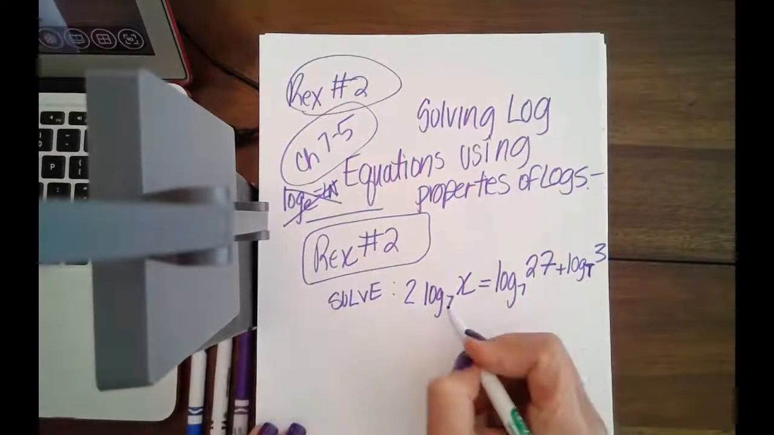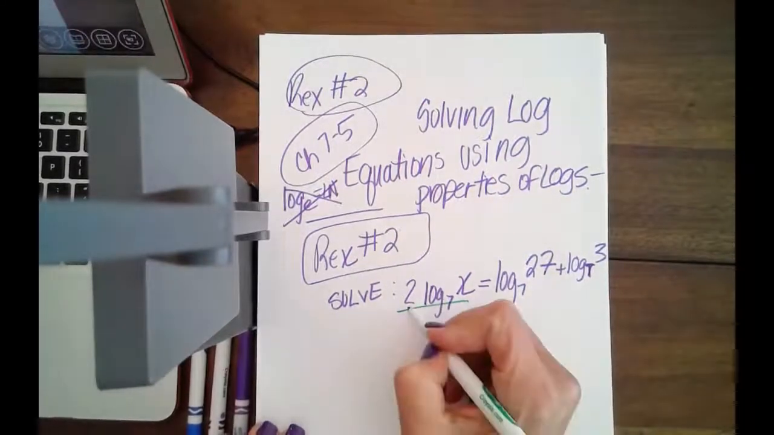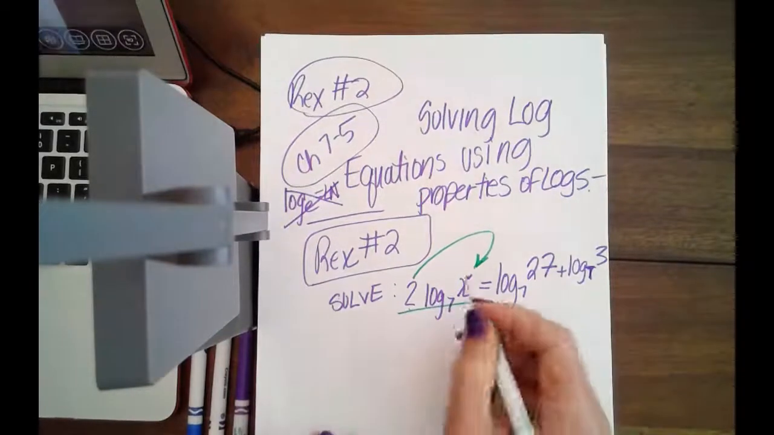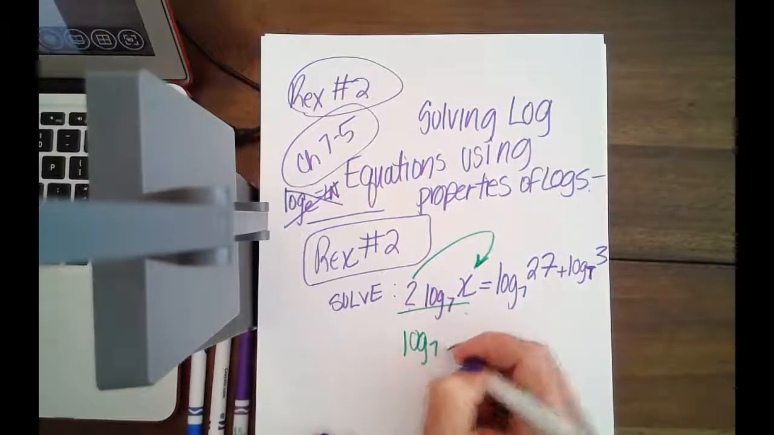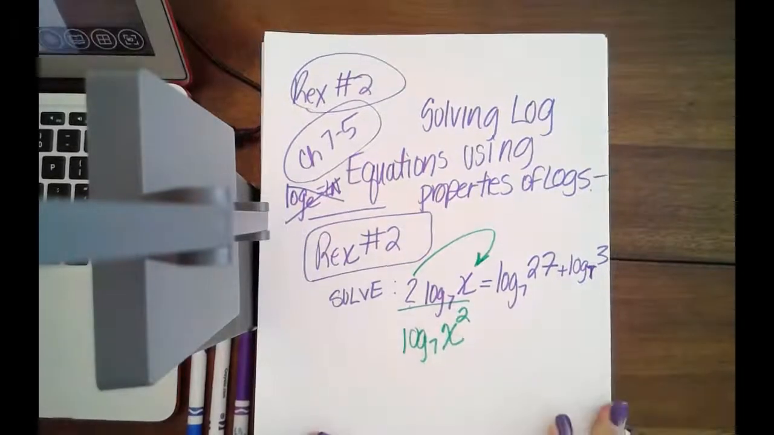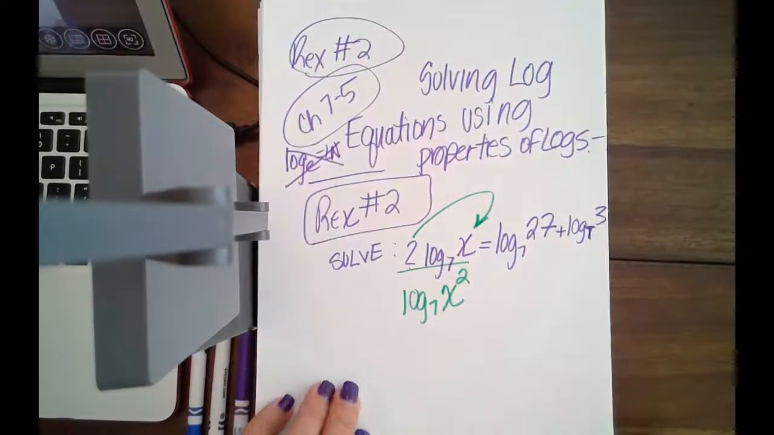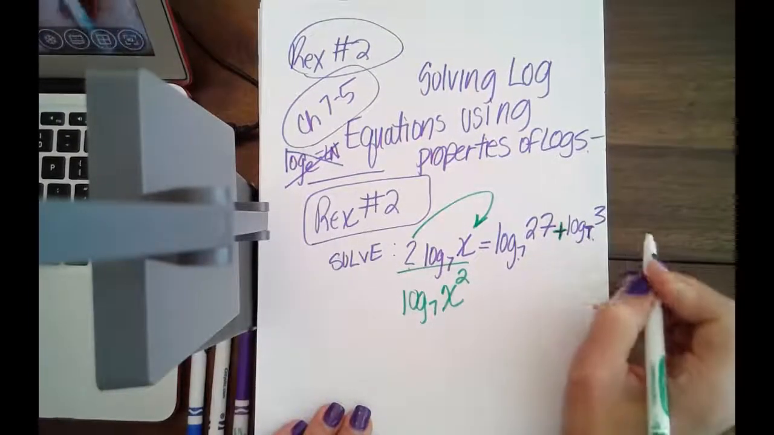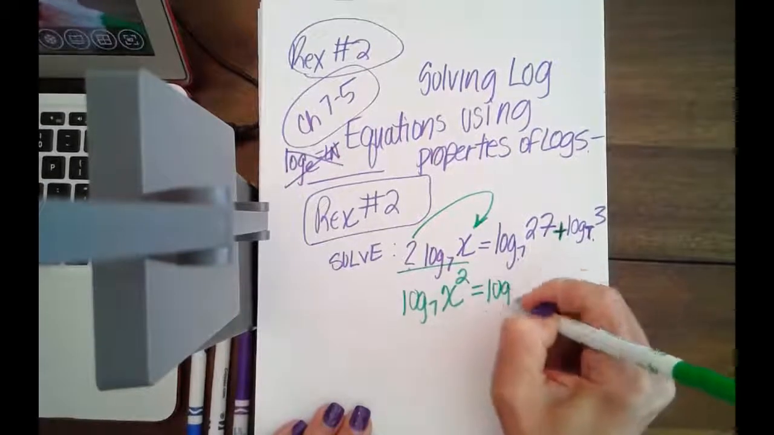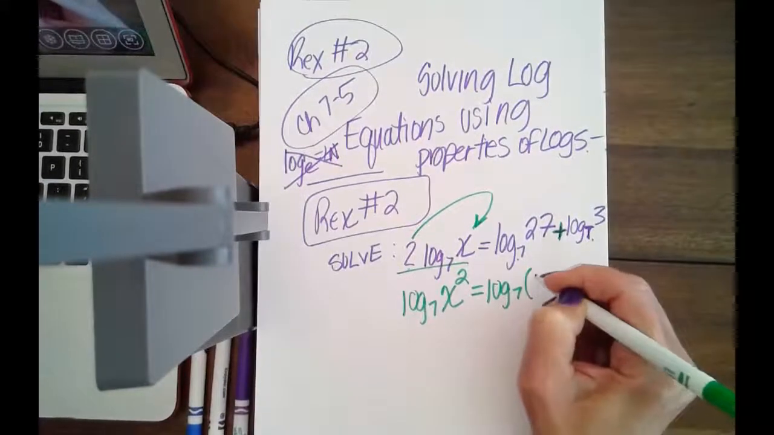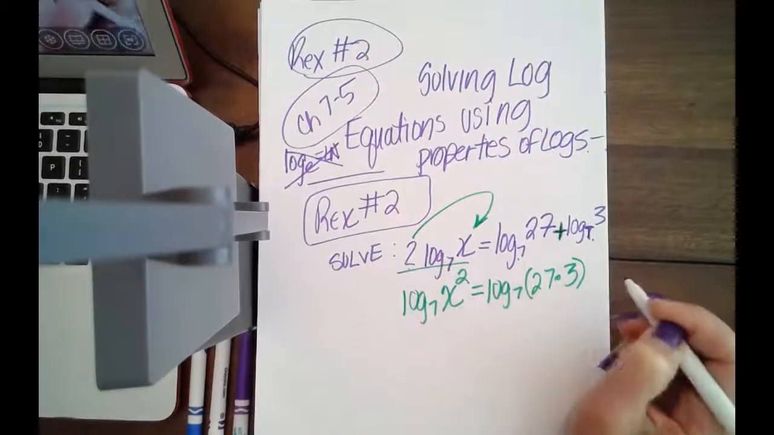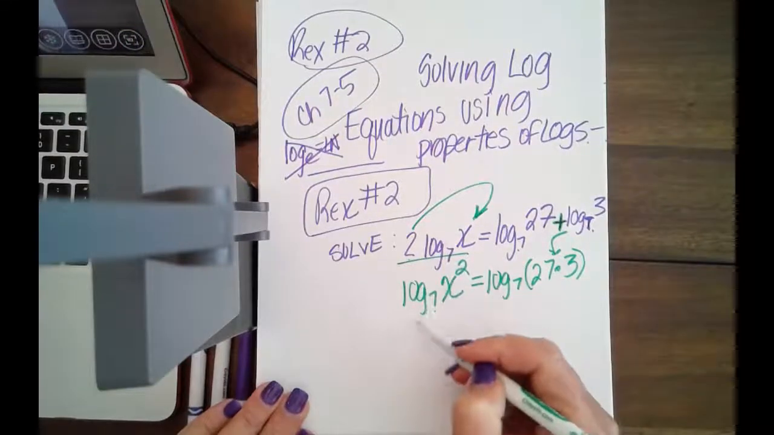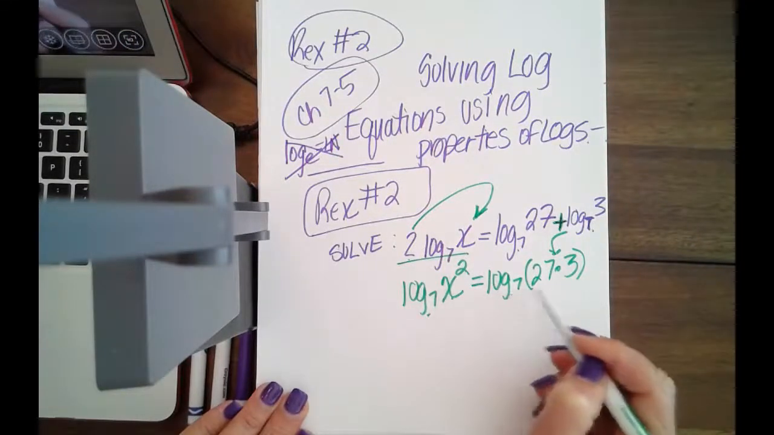All right, first thing I recognize is this log statement here. It's got a coefficient. We're going to put it back over here as an exponent, and that's going to give me log base 7 of x, and my argument has an exponent of 2. These logs are separated by addition. They are both base 7, so they're cool. So you're going to say log base 7, and I'm going to multiply my arguments together, 27 times 3, because addition leads to multiplication. Now here's what I've got: log base 7 of x squared equals log base 7 of 27 times 3.